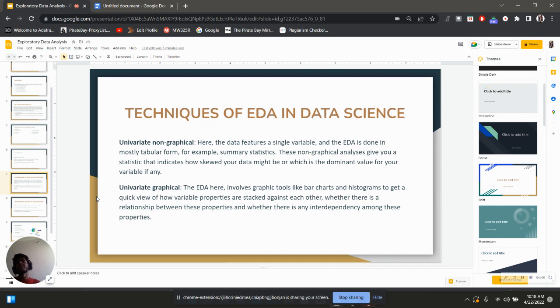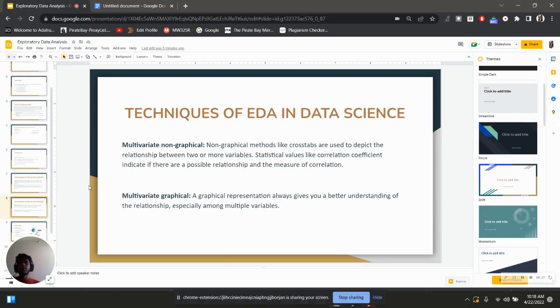Univariate graphical. In this EDA, it involves graphical tools like bar charts and histograms to get a quick view of how variable properties are stacked against each other, and whether there is a relationship between them or not.